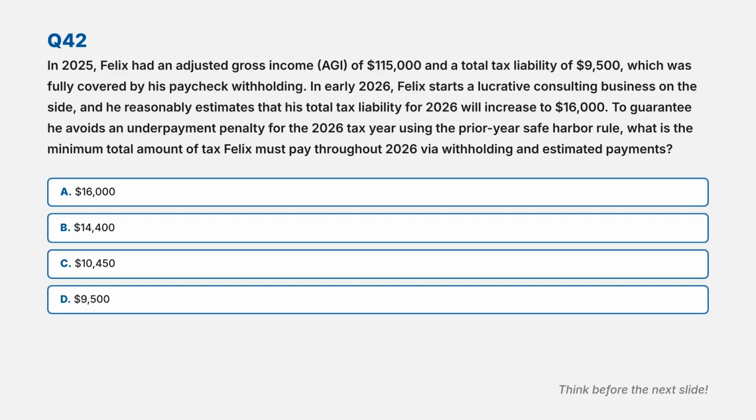To guarantee he avoids an underpayment penalty for the 2026 tax year using the prior year safe harbor rule, what is the minimum total amount of tax Felix must pay throughout 2026 via withholding and estimated payments? A. $16,000, B. $14,400, C. $10,450, D. $9,500.